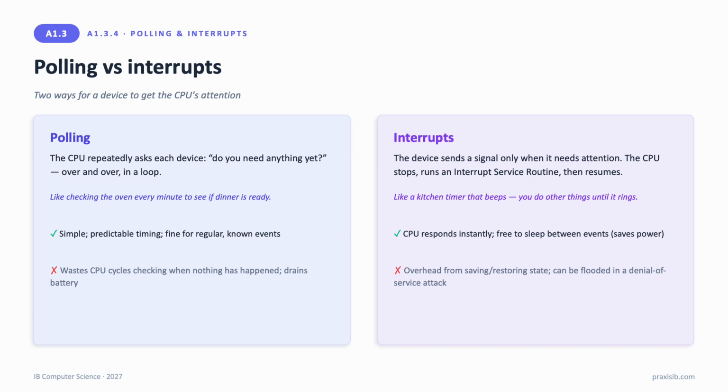The first is polling. With polling, the processor repeatedly goes around asking each device, do you need anything yet? Do you need anything yet? Over and over again in a constant loop. Think of it like standing at the oven and checking every single minute to see if your dinner is ready or not. The good news, it is simple to build, the timing is predictable, and it's perfectly fine for events that happen regularly.